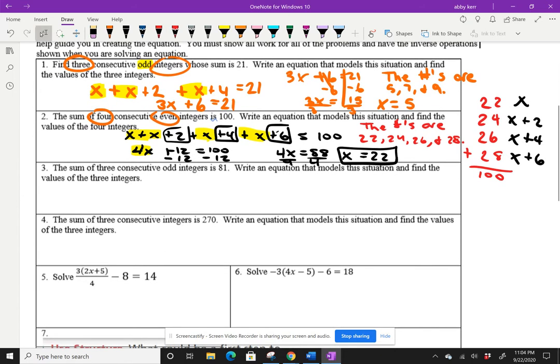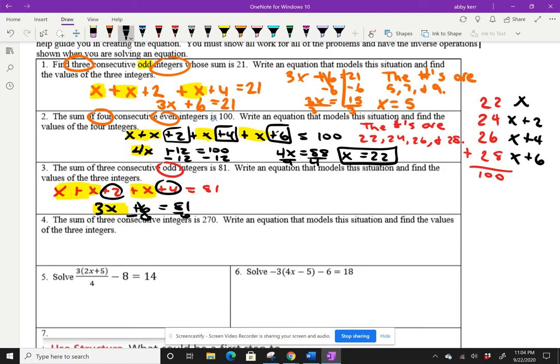For number 3, same thing. I know that they are odd, so I know my first number is x, plus x plus 2, plus x plus 4, because there's 3 different numbers. And I know that is all going to equal 81. So I have 2 x's there, I have another x, 2 plus 1 gets me the 3x. And then 2 plus 4 gets me 6, equals 81. Minus 6 on both sides.